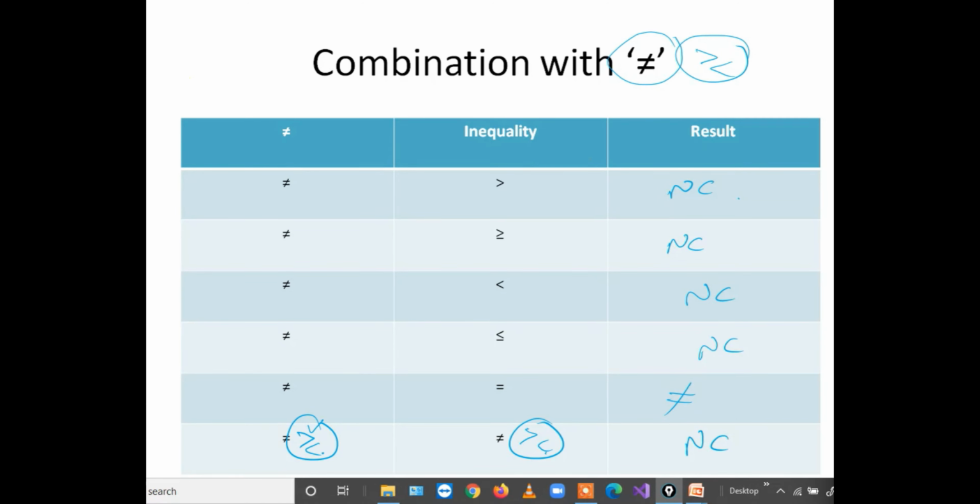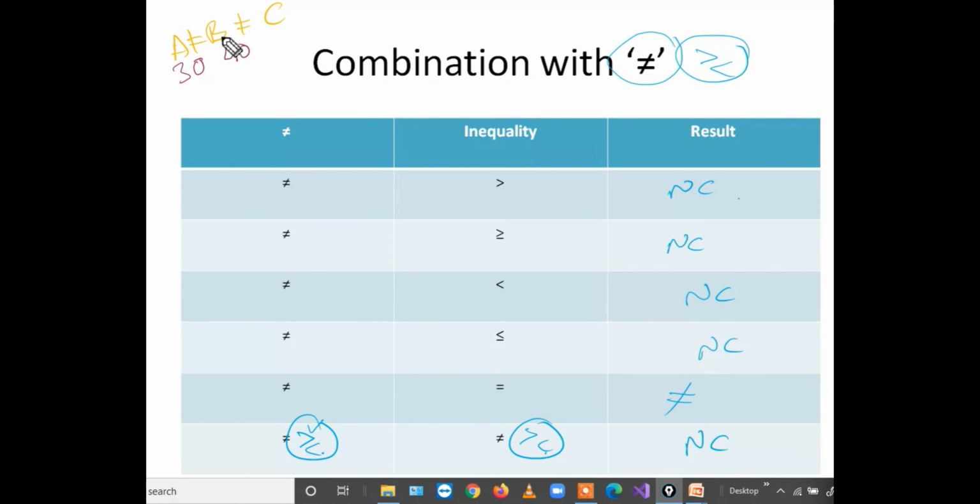If you want, I'll show it with numbers also. See, A is not equal to B, B is not equal to C. Then the A to C relation will be not equal to, no. No. 30 is not equal to 40.